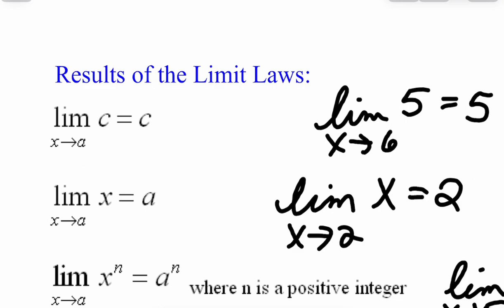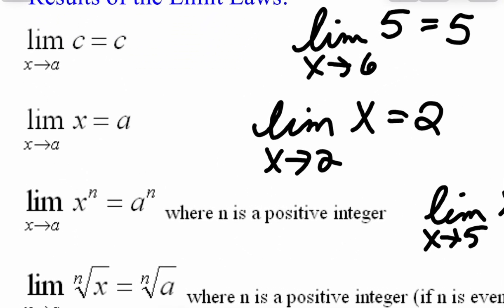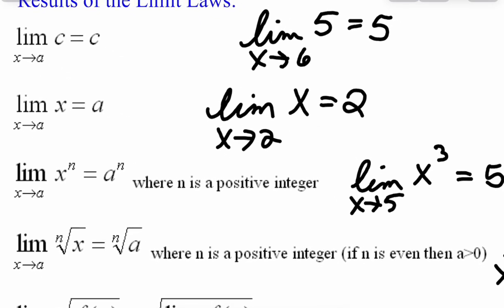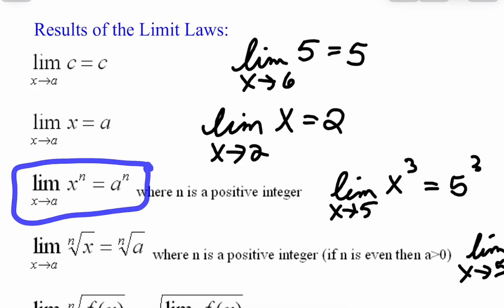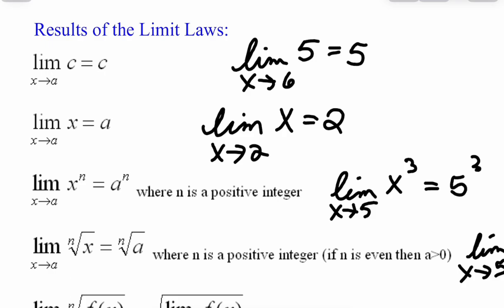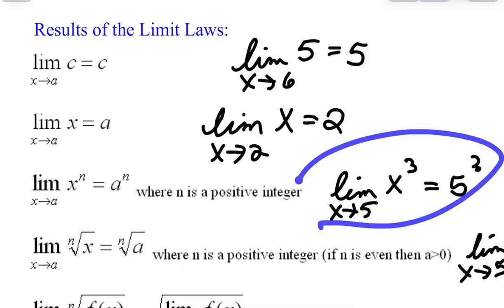Then because of that, remember that last power rule I was talking about: if we have a power on it, you can just evaluate the function at a and then take it to the n power. So here's an example of that one.